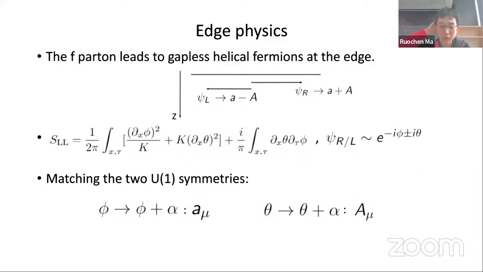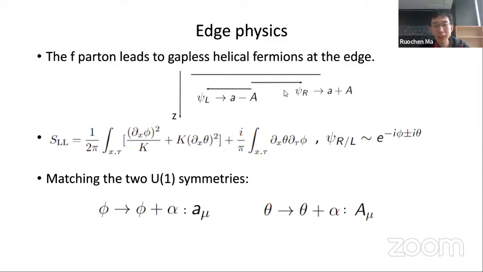Okay, now let's move on to the edge, which is the interesting part. So the F fermion is gapped in the bulk, but since it is a Chern insulator, it leads to a gapless helical fermion at the edge. As drawn here, there is a left-moving fermion coupled to A minus a, and a right-moving fermion coupled to A plus a. As I said before, the two partons carry the same gauge charge, but opposite global charge. So they are the contribution of the Chern band of the F fermion to the boundary theory.